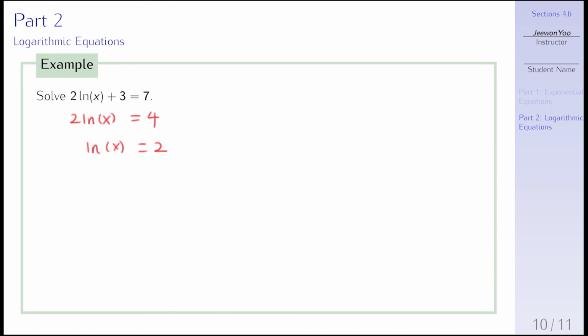And then, do you remember? ln of x is log base e of x. So, if you want to change the pure number 2 in terms of a logarithm with base e, 2 is equal to log base e of e squared. It's equivalent to each other. So let's change this. So far, we have natural log of x is equal to log base e of e squared.